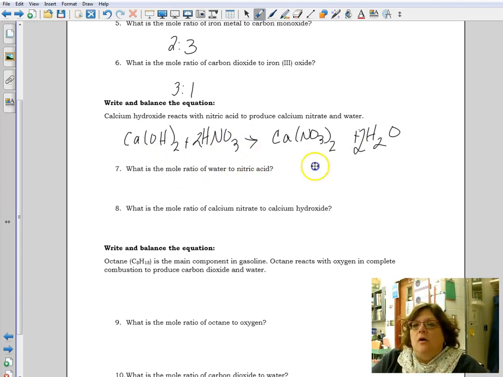What's the mole ratio of water to nitric acid? It's a 2 to 2 ratio, which you could also say 1 to 1. What is the mole ratio of calcium nitrate to calcium hydroxide? Is a 1 to 1.